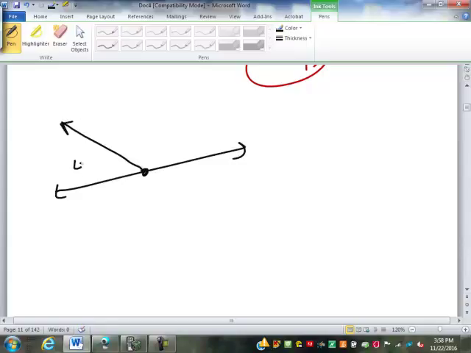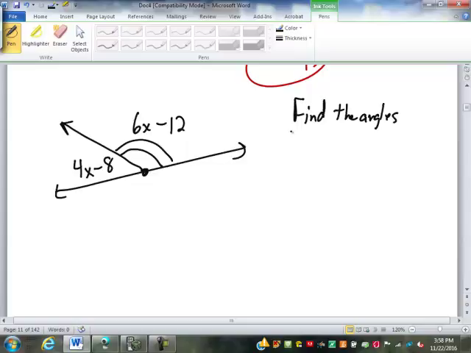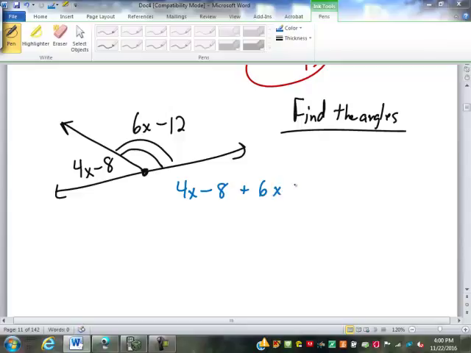So let's take a look at this one. So 4x minus 8 and 6x minus 12. I want you to find the angles. In your notes, see if you can get that to work. So what's our equation going to be? Perfect. 4x minus 8 plus 6x minus 12 equals 180.